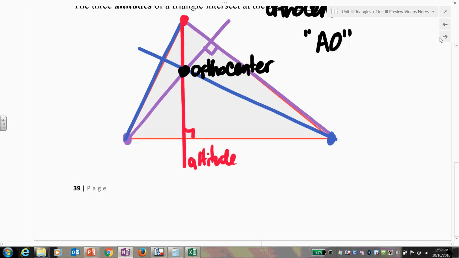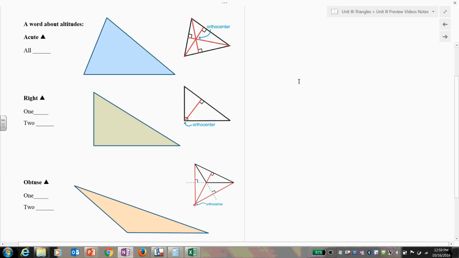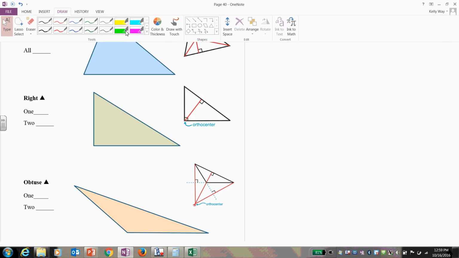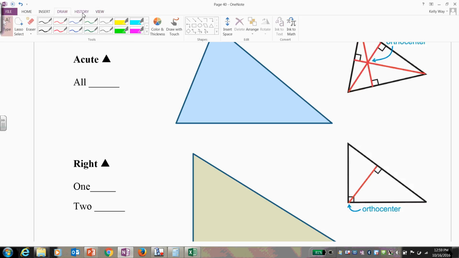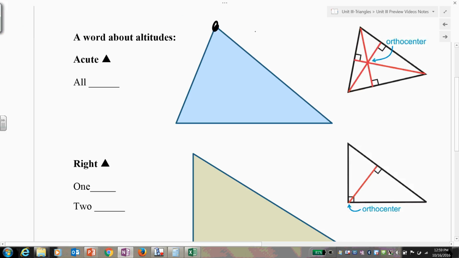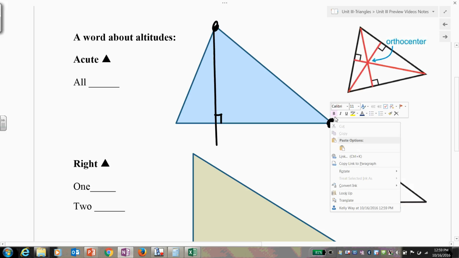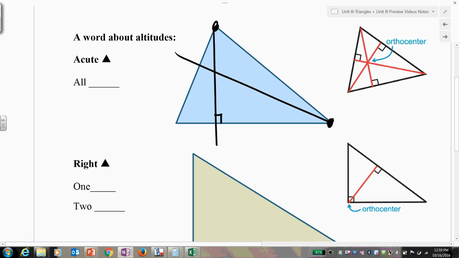Let's talk a little bit more about altitudes because they're a little unusual. Taking a look about the altitudes when you have different kinds of triangles. When you have an acute triangle, let's just quickly draw all 3 altitudes. Corner, right angle. Corner, and you're shooting to eyeball a right angle to the opposite side. Right angle. Corner, right angle.